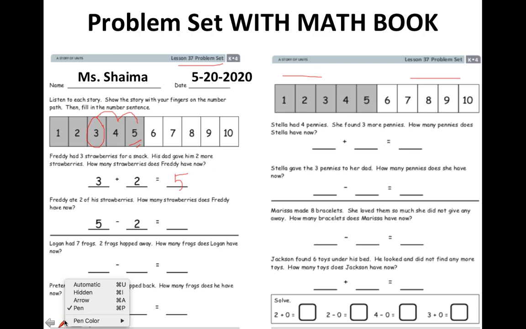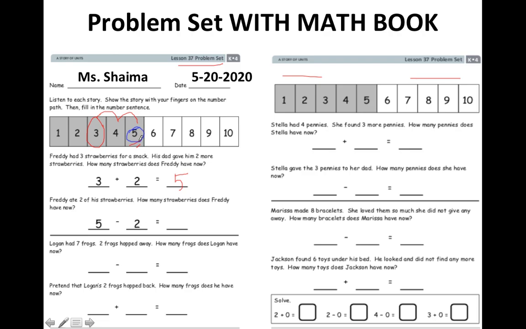Now let me change the color of my pen to a different color to show the next one. Now we know Freddie has 5 strawberries, right? So Freddie ate 2 of his strawberries. We started off with 5 from the previous story, and he ate 2 strawberries. How many strawberries does Freddie have now? So the number sentence says 5 minus 2.